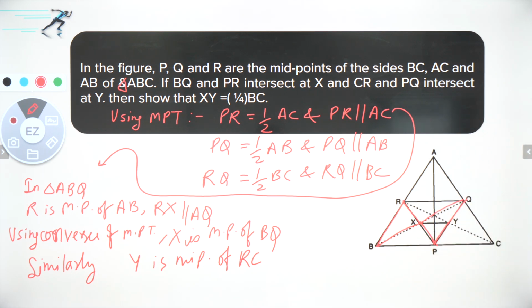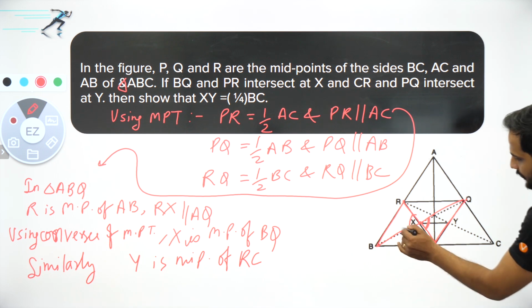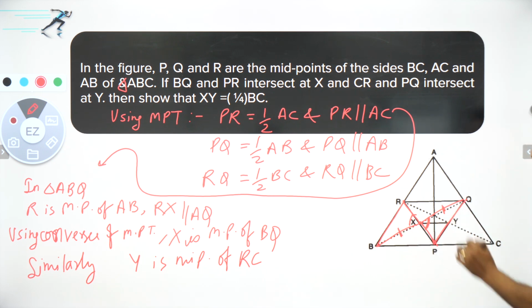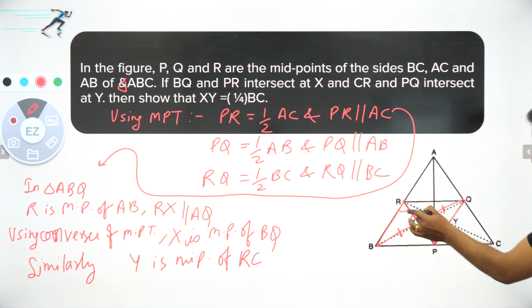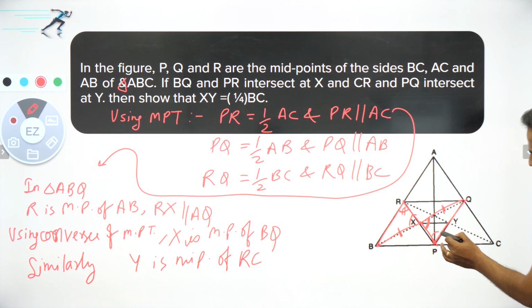If I take these two triangles, I can say first thing, these two angles are equal, vertically opposite angles, right? Then I know that this angle and this side are equal. BX is equal to RQ, where I have got it here. And the third thing I can say is these two angles will be equal.